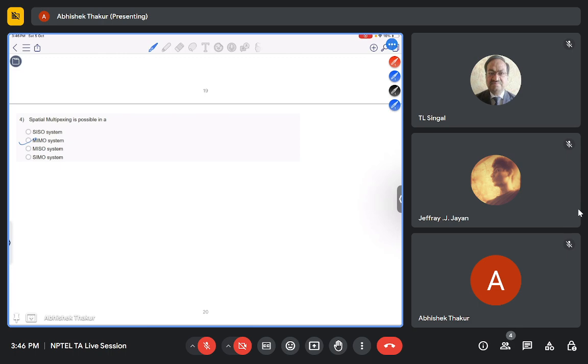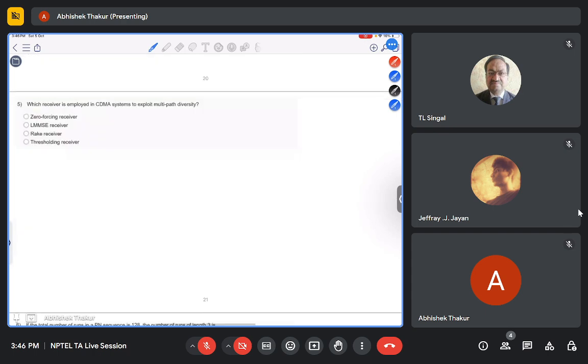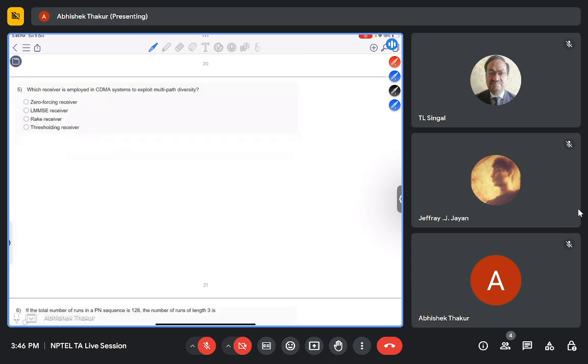Now coming to the next question. Which receiver is employed in a CDMA system to exploit multipath diversity? So the answer is C, that is the rake receiver, which we have studied in today's class.